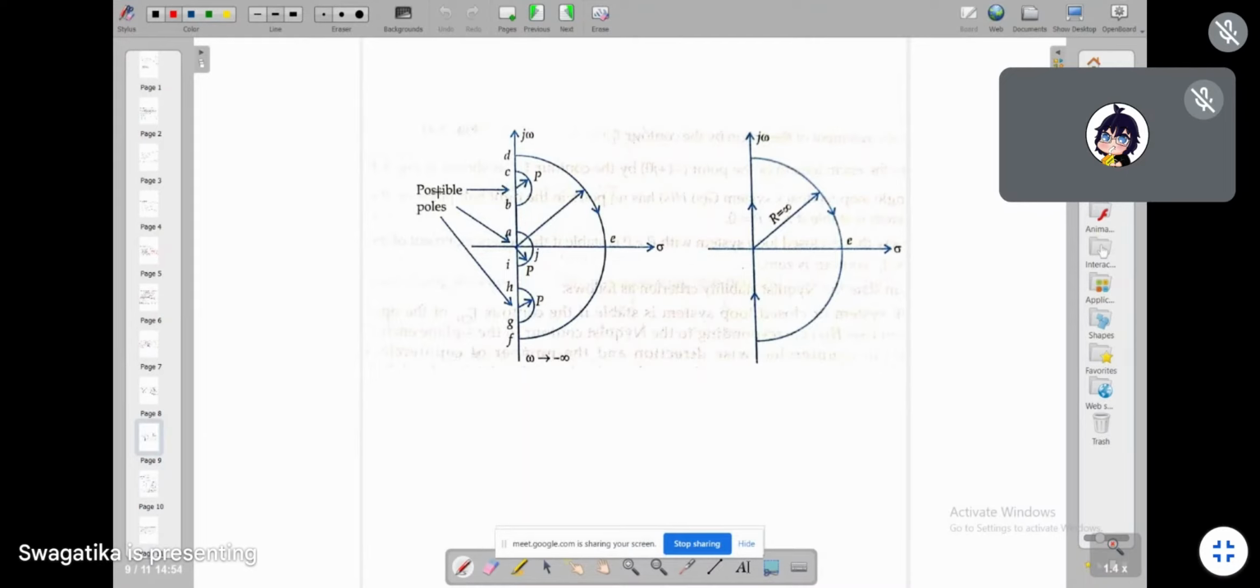So how will you do this? This is called mapping. The mapping will be done like this. This condition is for without poles, that is, if the poles are not present at the origin. And this is with poles at the origin.